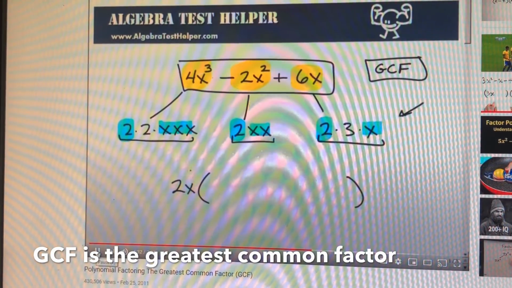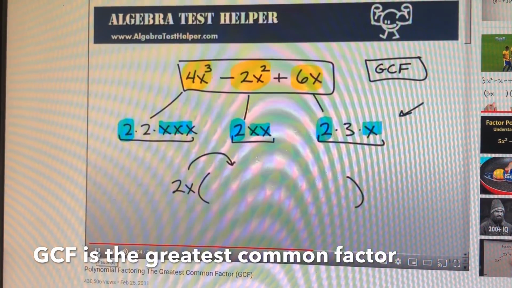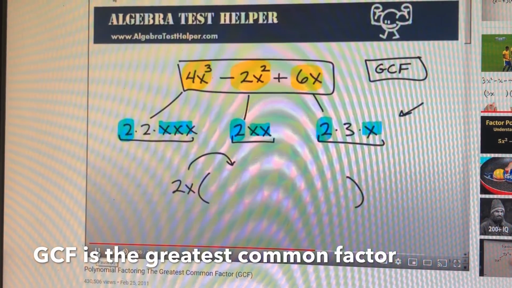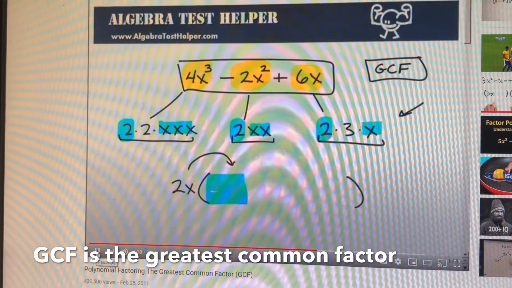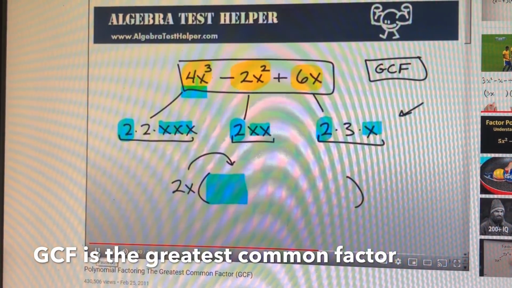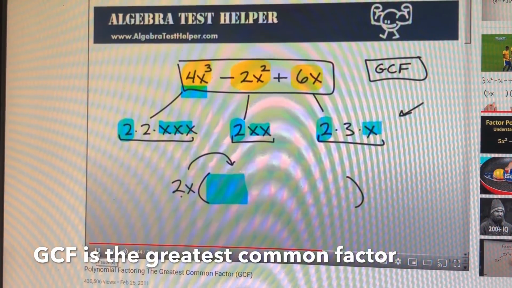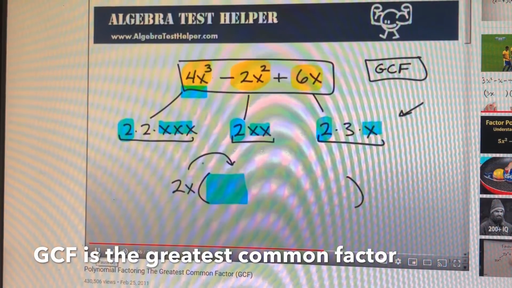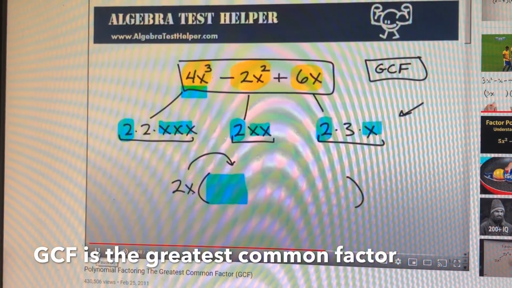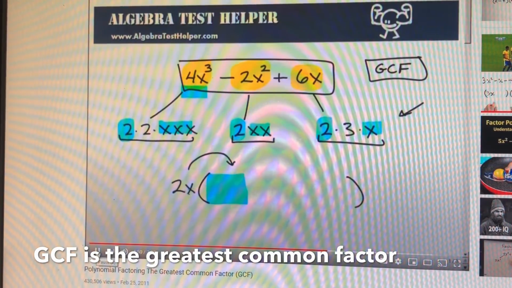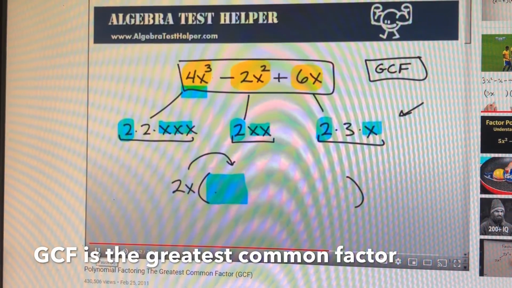Okay, if I was going to take 2x and multiply it by something, and I wanted to get back to my original first term, which was 4x cubed, what would I have to multiply 2x by? Well, if you think about it, 2x times something. Let me just state this in a different way. 2x times something else gets us back to 4x cubed.